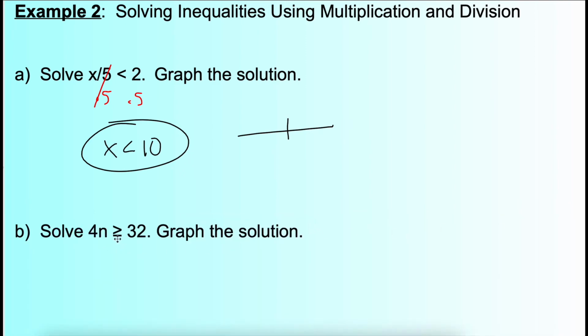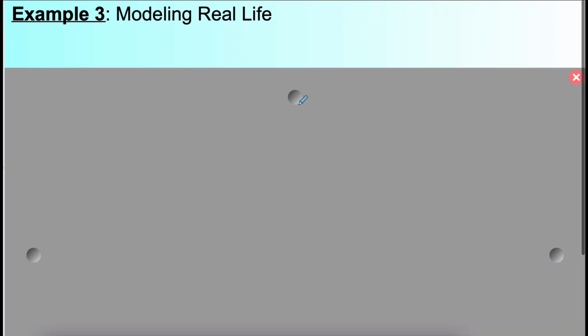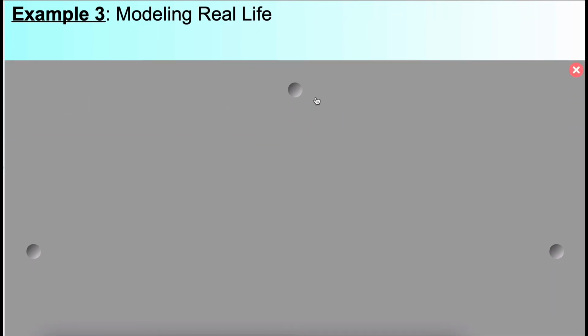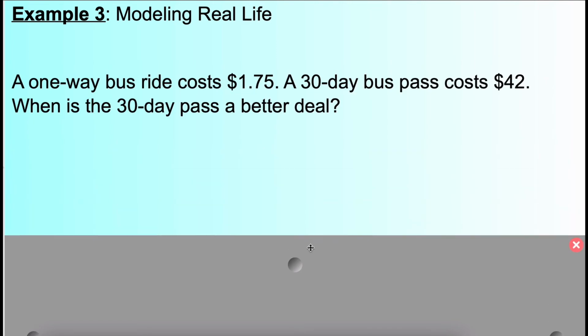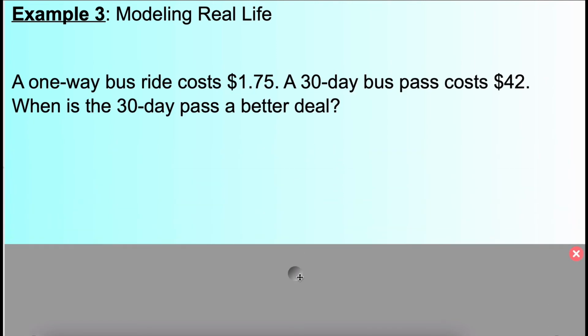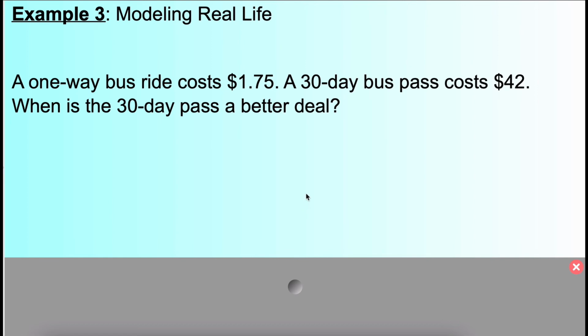If you had 4 times n is greater than or equal to 32, to solve that, you're going to divide by 4 on both sides and be left with n is greater than or equal to 8 as your solution set. Graph it and move on with your life. So, this is a quick recap. We looked at word problems as well, which we'll do one together, and then I'm going to get you practicing a little bit more.